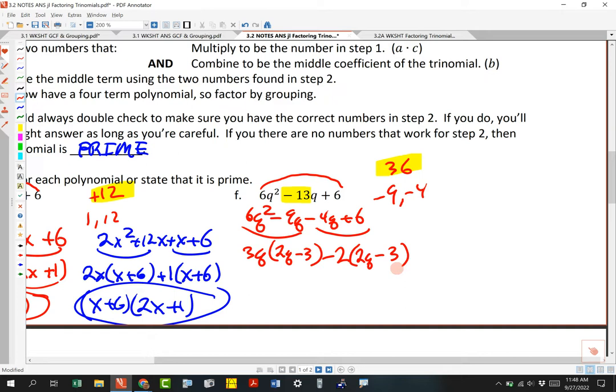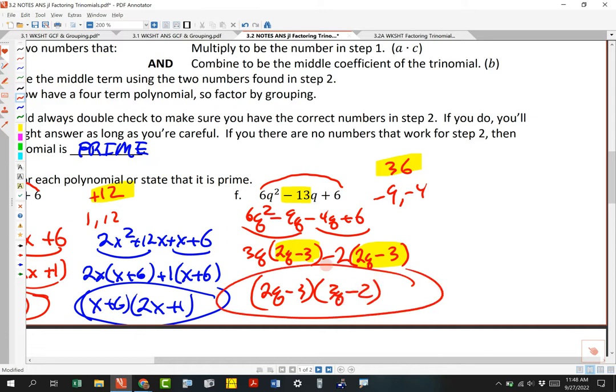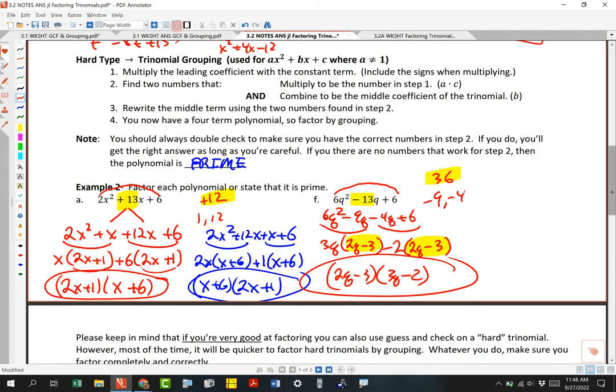And at this point, we're feeling really good about ourselves. Why are we feeling really good about ourselves in this process? What looks good here? Mason? You have the same factors on the inside. We have a common factor. We've only got 2 terms left, and we've got a common factor. So 2q minus 3 and 3q minus 2. There's the answer. Okay, any questions?